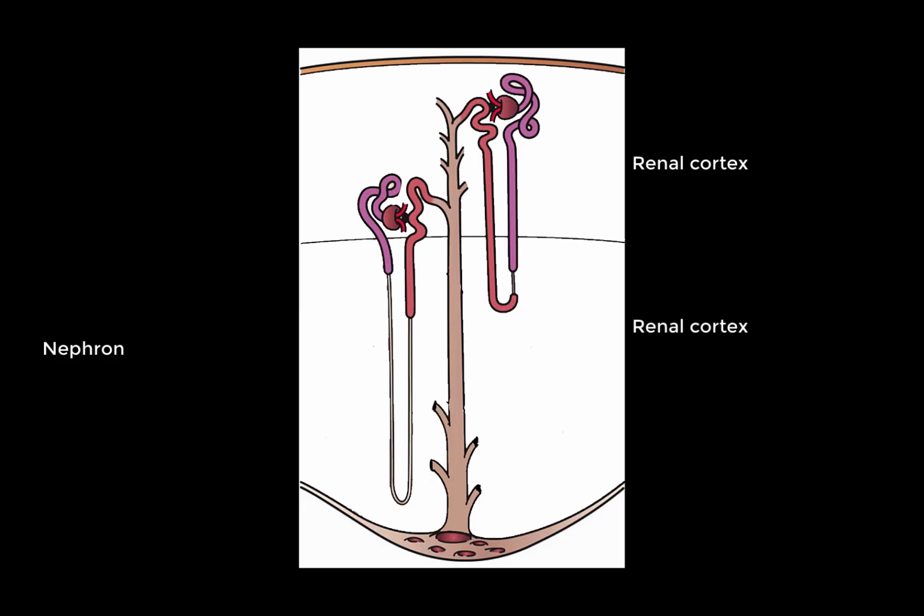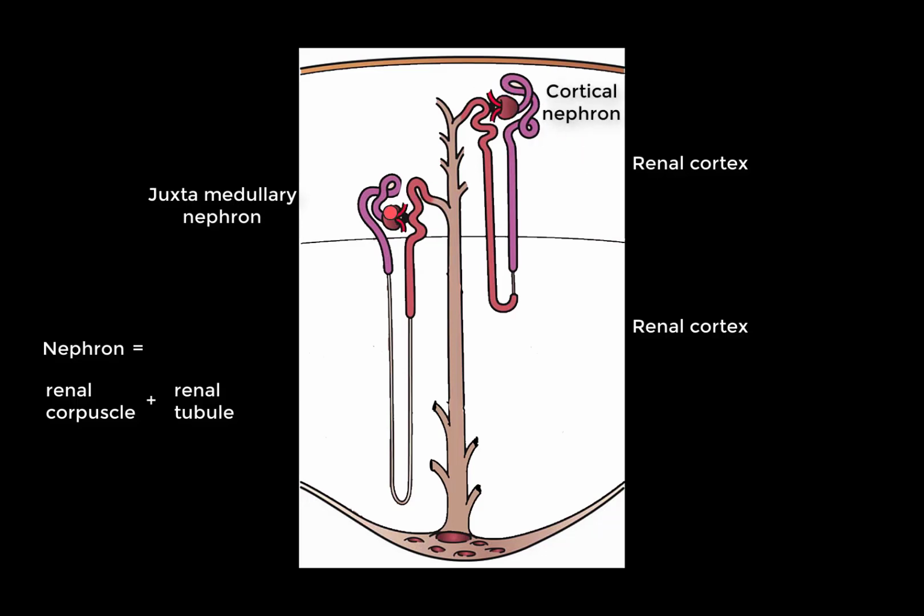Each nephron is composed of a renal corpuscle and a tubule. Some of these corpuscles are located close to the medulla, but in the cortex, so they are called juxtamedullary nephrons, and the others are located away from the medulla, so they are called cortical nephrons. The juxtamedullary nephrons have more ability to concentrate the urine than the cortical nephrons, but both of them are located in the cortex. Juxta means close to.